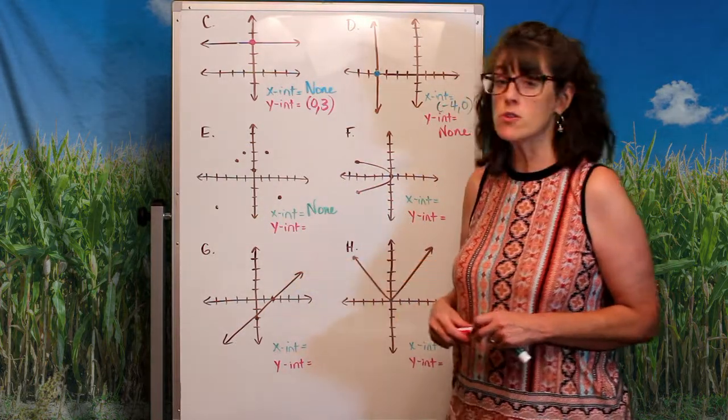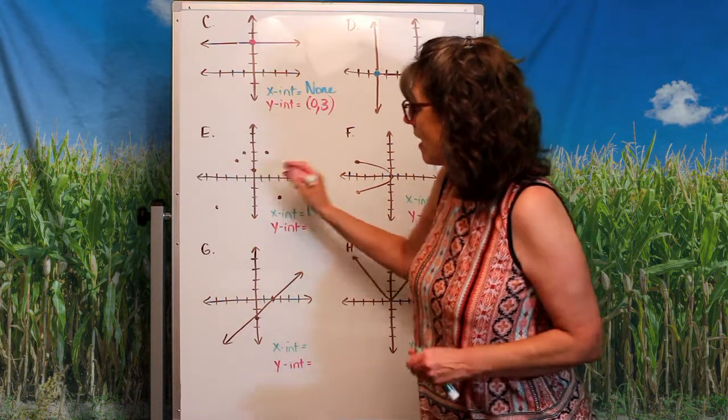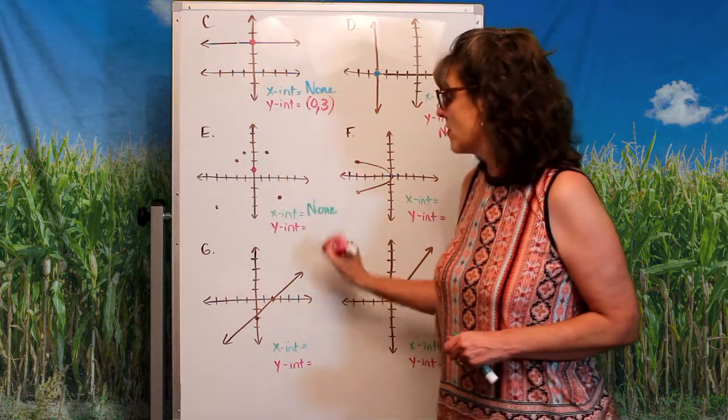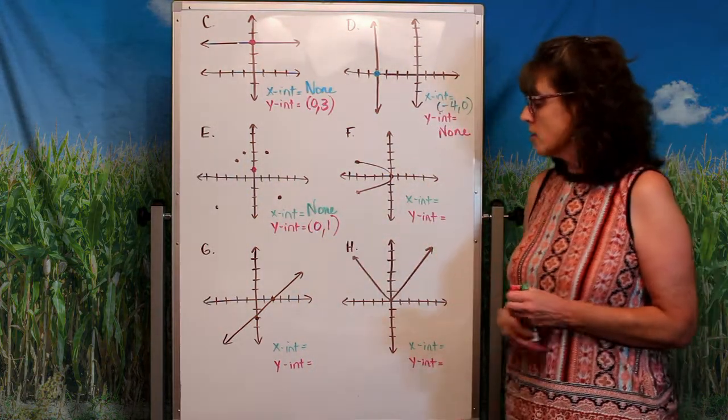Now let's talk y-intercept. Which of these points crosses this y-axis right here? Aha, that one right there. And that is the point (0, 1). Okay, let's take a look at this one.